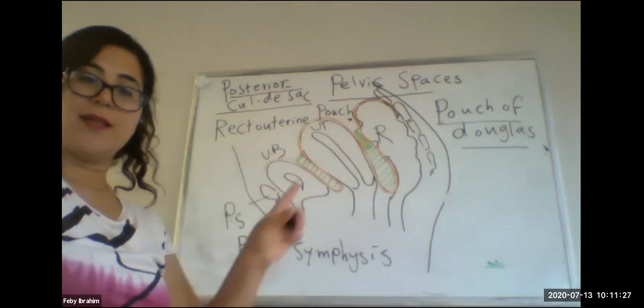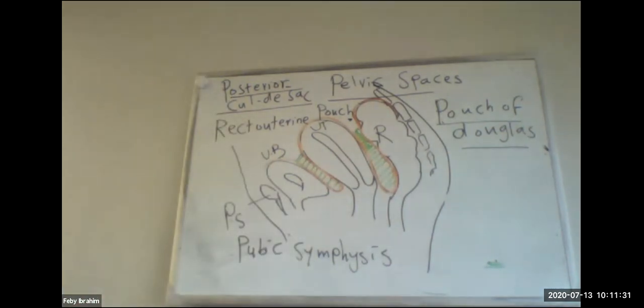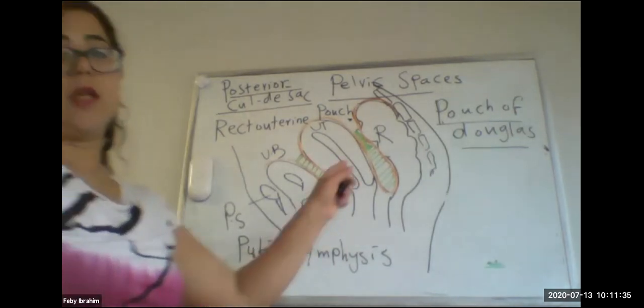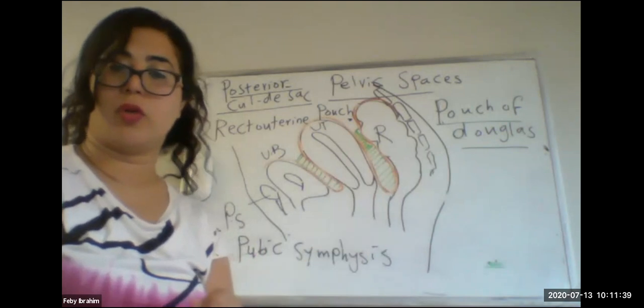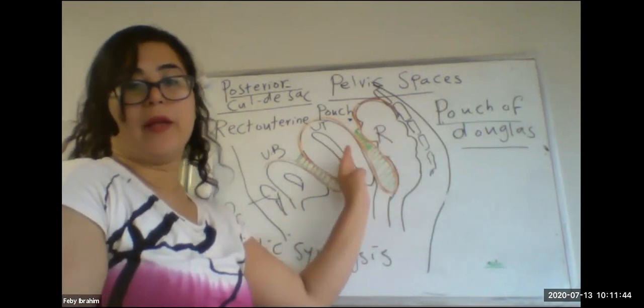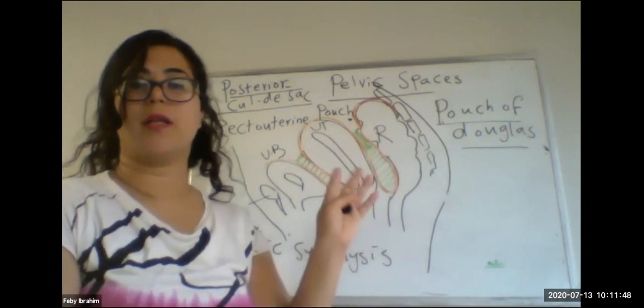It's a space between the rectum and uterus. So if I'm asking you, the posterior cul-de-sac is anterior to which organ and posterior to which organ? It's anterior to the rectum and posterior to the uterus. This is the posterior cul-de-sac.